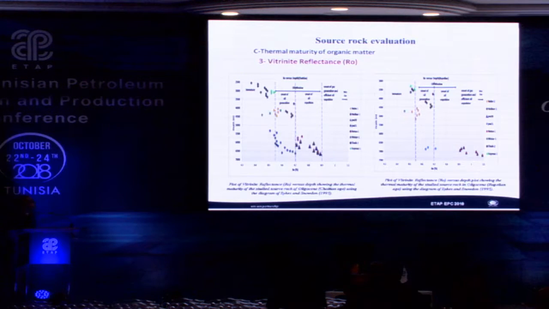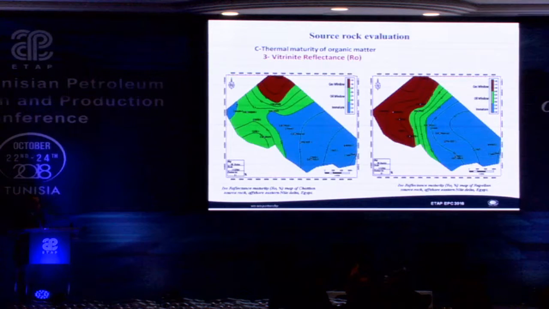Vitrinite reflectance. Vitrinite reflectance in Chattian, most of samples in oil window. And in Rupelian, some of the wells go to the onset of gas generation and wet gas. And this is map for vitrinite reflectance along the area in Chattian and Rupelian, showing the immature area in blue color, oil window in green color, and the gas window in red color.